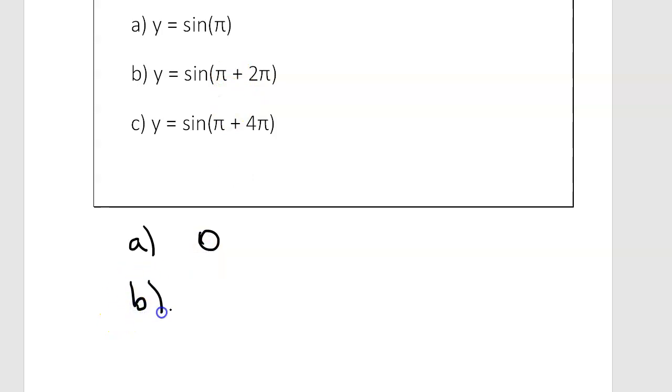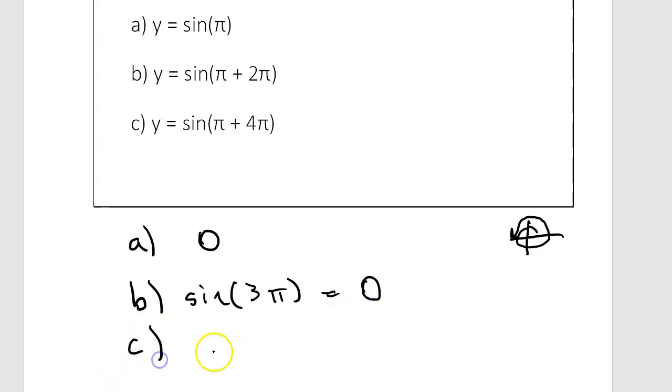Sine of pi plus 2 pi is sine of 3 pi. If we look at our xy plane, or you can just subtract 2 pi from it, either way, you'll find that your angle looks something like this, which will still give you 0. And the same goes for sine of 5 pi in C. We get 0. So all three of these give you the same value.